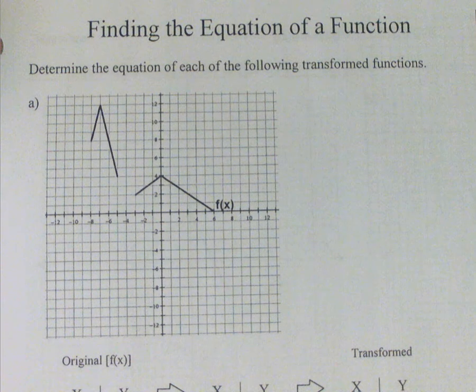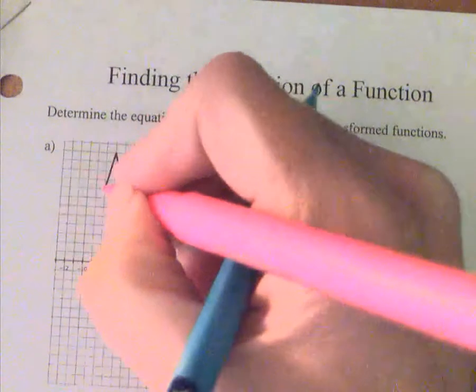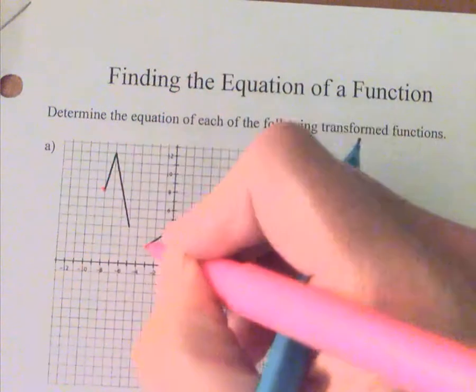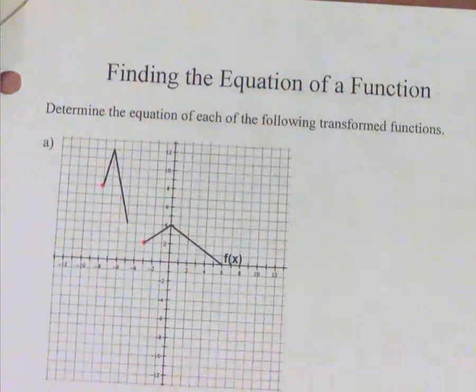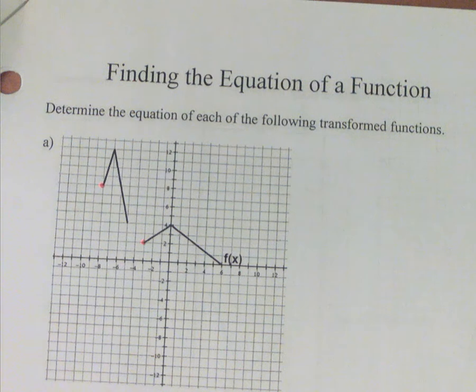Okay, so let's look at finding the equation of a function. What I want to do is mark off on both of them where the starting point is. So in the first graph or table, I'm going to take the graph of f of x and write down the points.